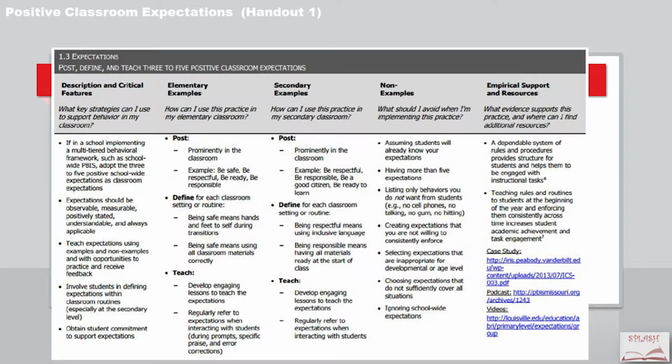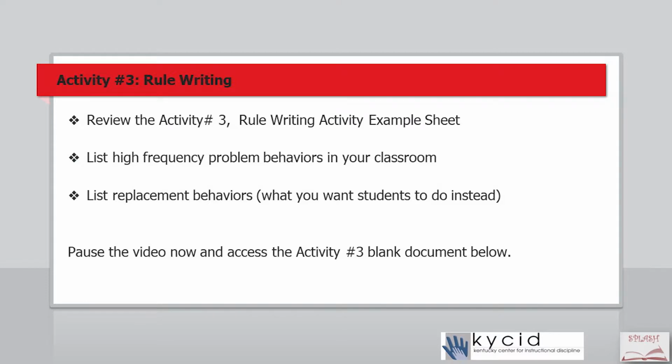Take a moment and review the handout number 1 on positive classroom expectations. The link to handout number 1 is located below the slide. The chart provided by the Office of Special Education Programs, or OSEP, provides a great overview of classroom expectations and rules. For this activity, you will need the 2 handouts for activity number 3.